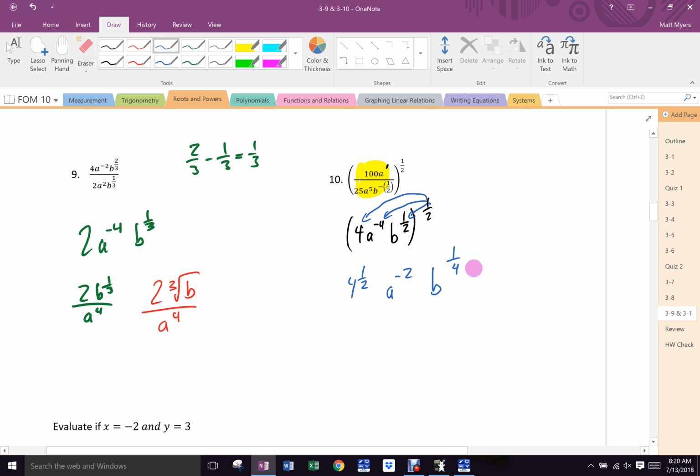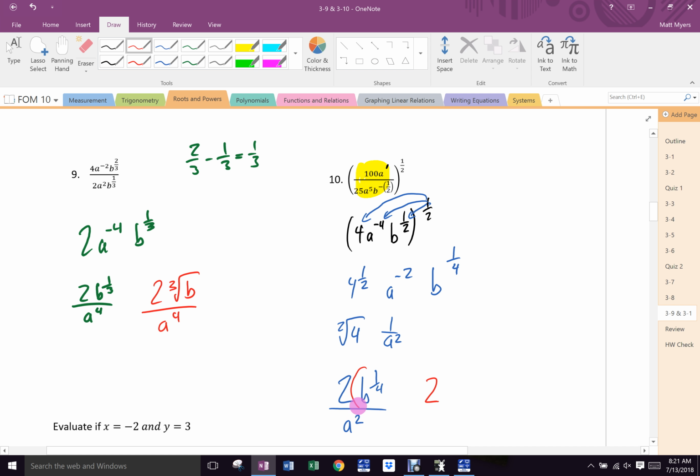1/4. I'm almost there. 4 to the 1/2 is the same as the square root of 4, yes? Right? Which is 2. A to the negative 2, is that allowed? No. Right? That becomes 1 over A to the positive 2. So now I've got something in a denominator. A to the 2. B to the 1/4, is that allowed? Yes. So I could write that, or I could write 2.